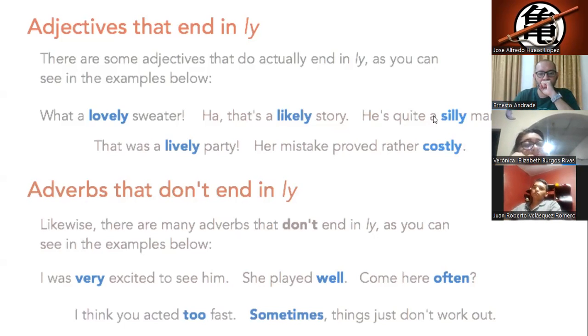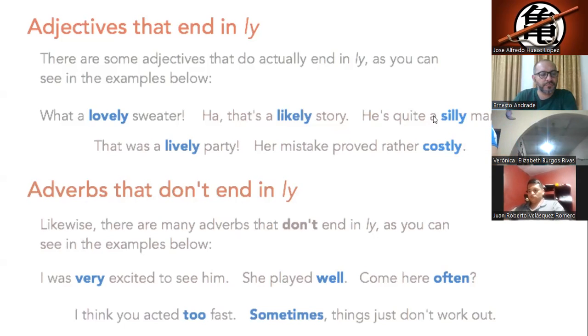Likewise, what is likewise? Asimismo, de igual manera, something like that. Okay, and it says there are many adverbs that don't end in L-Y, as you can see in the examples below. And then it says, I was very excited. Very is a very common adverb that I believe everybody knows. So that one is going to be with a different L-Y. So very, here, is describing the word was, that is the verb. So I was very excited. How were you? Very, very excited. So you look at that one.